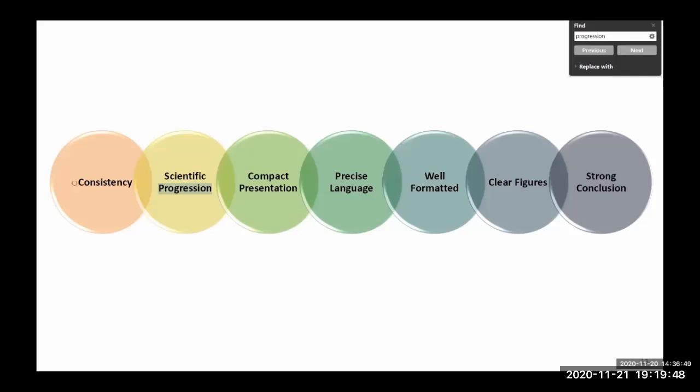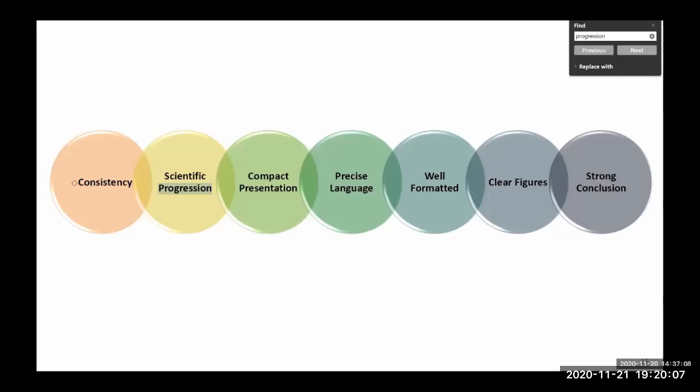So you need to be very careful about your flow. Your flow needs to have a scientific progression, and every line, every paragraph, every main section needs to follow each other and try to prove the hypothesis that you made, right?